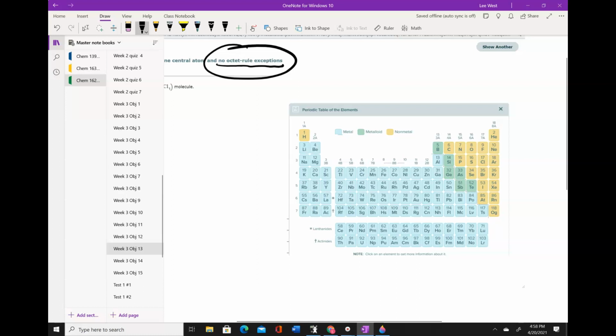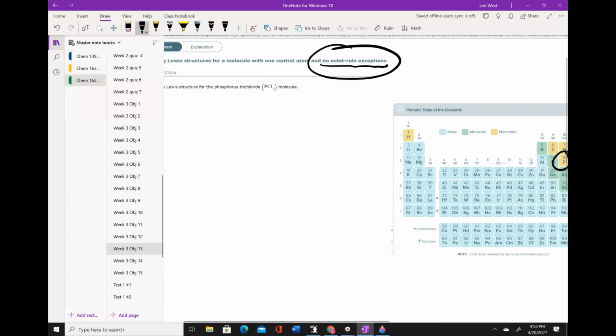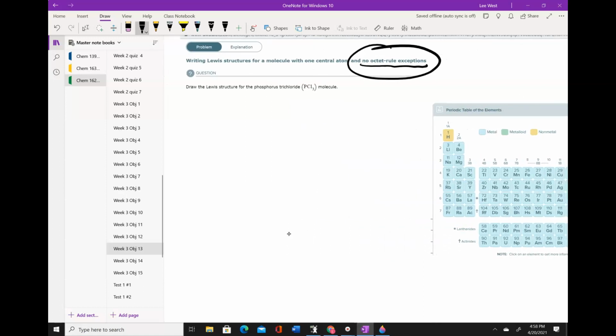So phosphorus is in group 5A, and chlorine is in group 7A. Counting up valence electrons is your first step. We get 5 for the phosphorus, and 3 times 7 for my chlorine. So 5 plus 21, I've got 26 electrons to be dealing with. That's the first step: count up valence electrons.